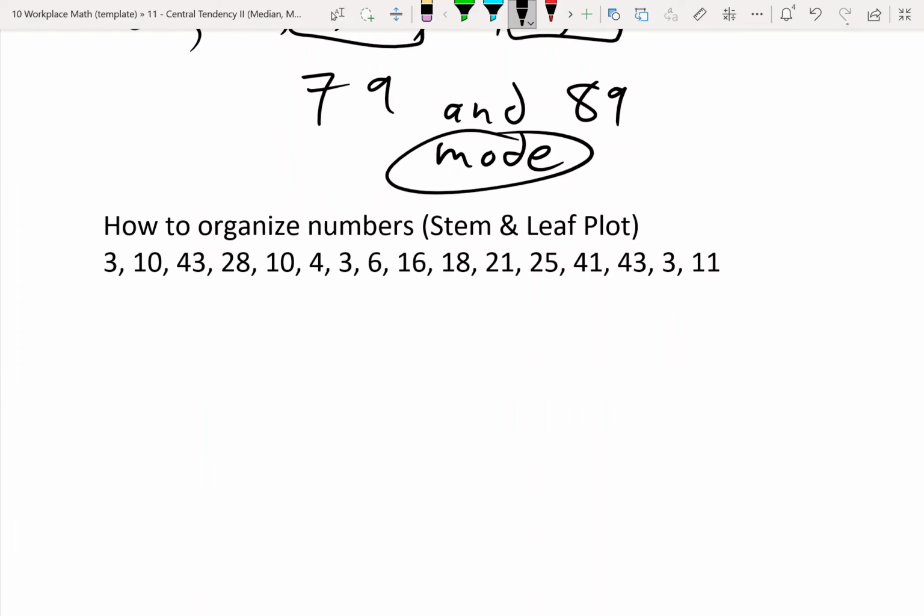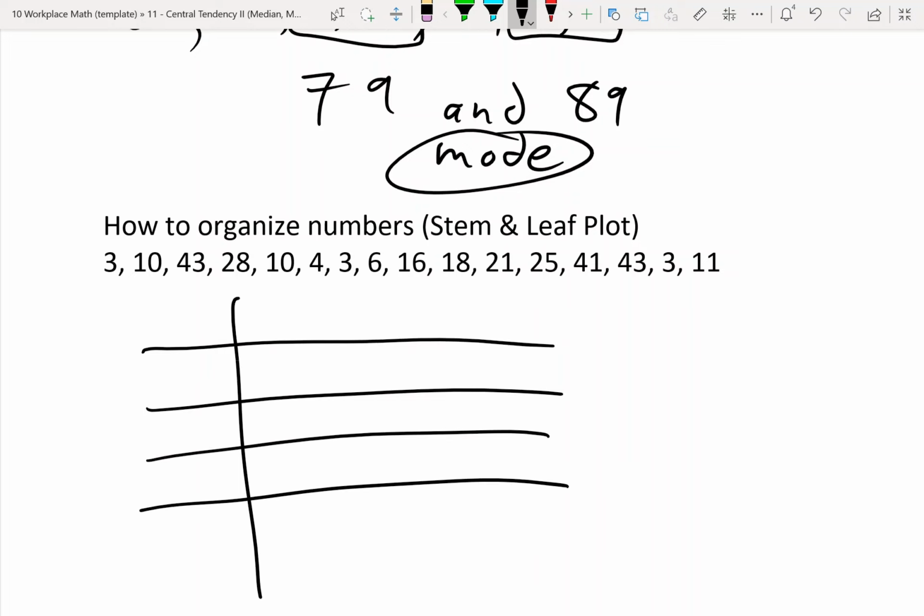This is really helpful when you have a lot of numbers, because going through and ordering them all would take a really long time. So what we're going to do is put them into a chart. The first one is going to be the single digit numbers. We have 3, 4, 3, 6, and 3. Just looking at those, I'm going to put them in order: 3, 3, and another 3, then 4, then 6. Cool, that's all of them.